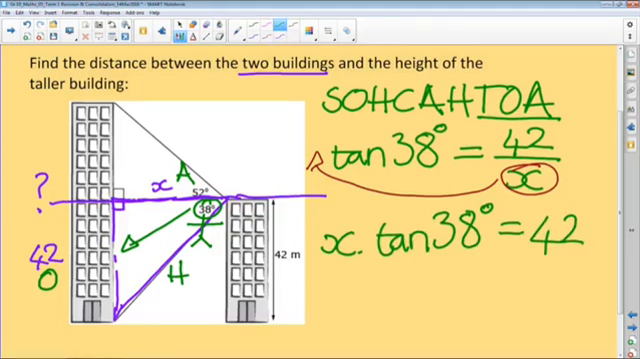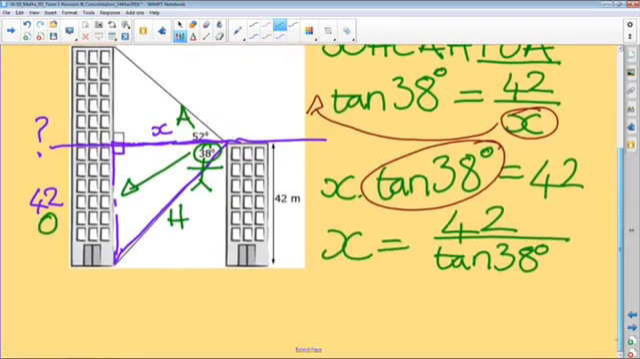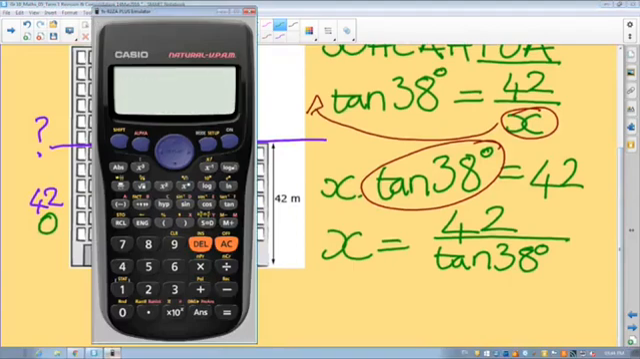And now I can get rid of the tan of 38 degrees. So it required a bit of forward planning on my part, but I get there. 42 divided by tan of 38 degrees. And I don't know about you, but I can't do this in my head. So I'm going to call up my friend, the calculator, and let's put it in.